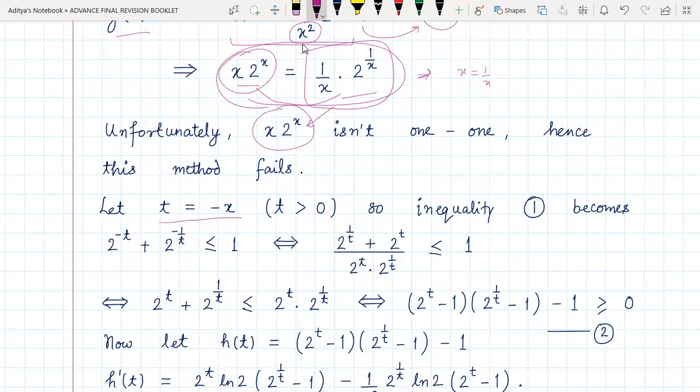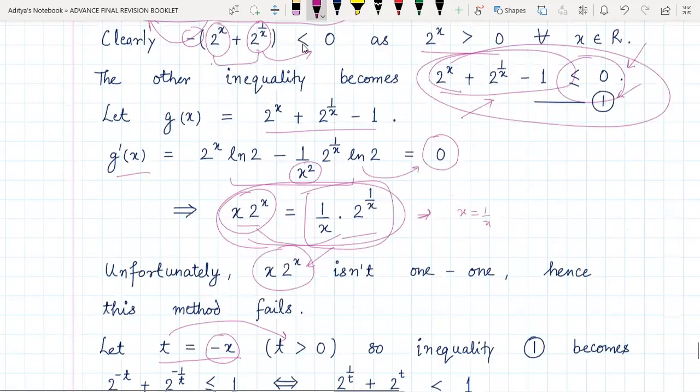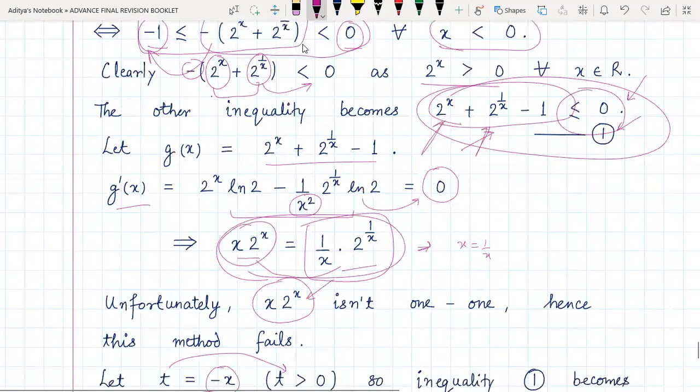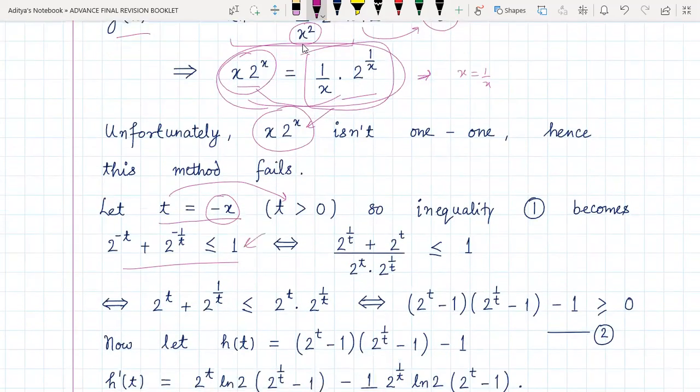Since x is obviously negative in the domain, t would obviously be greater than 0, because the negative of a negative would be positive. So inequality number 1 becomes this, because I have just put x as minus t. This is the expression that we are getting, and I can now write it as 1 upon 2 power t plus 1 upon 2 power 1 by t. Then I'm taking the LCM and getting this quantity, which I have to prove is less than or equal to 1.